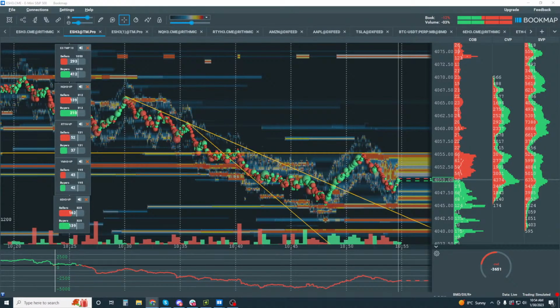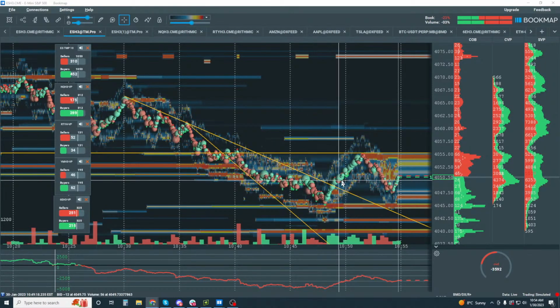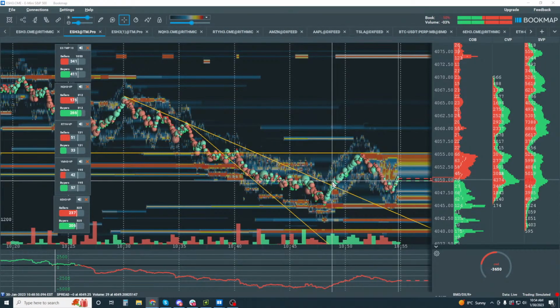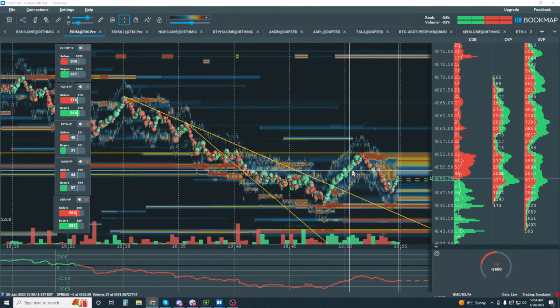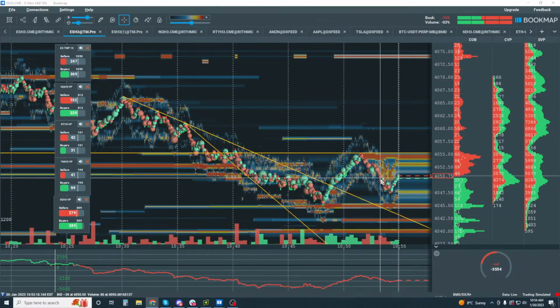Anyway, what I'm trying to get across here is that we're reading order flow and understanding these concepts, and you can apply it to any mode of trading: the way that Doug trades, the way that Tom trades, the way that the Algo Boys trade.